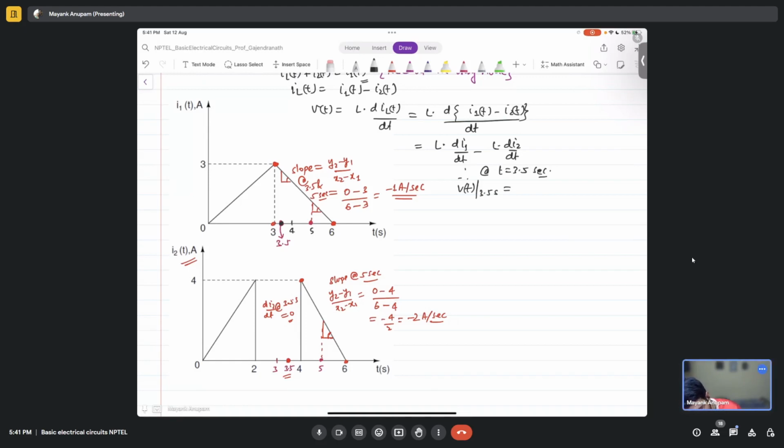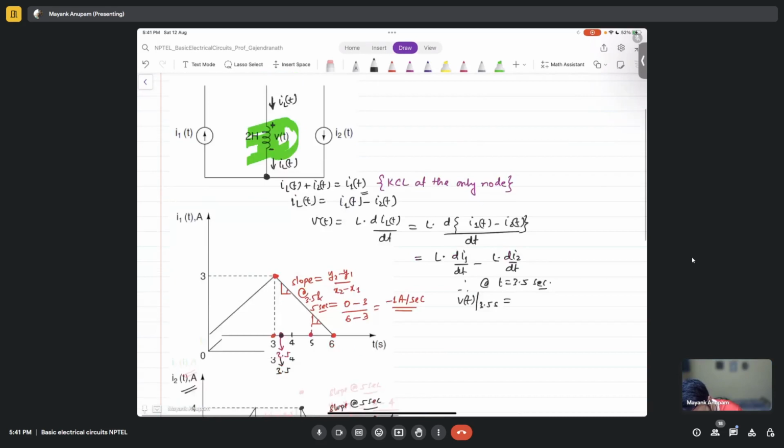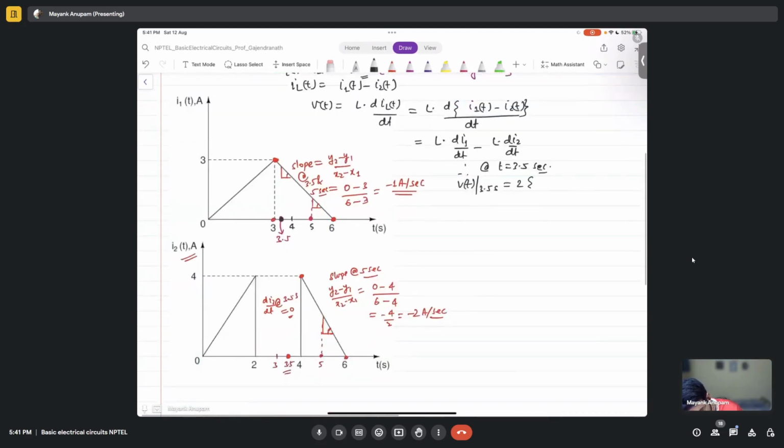L is how much? 2 Henry, right? So 2 Henry multiplied by di1 by dt is what? Minus 1, right? Okay, minus 1. Minus what is di2 by dt at this point in time, 3.5 seconds? It is 0. So it will be how much? Minus 2 volts, right?